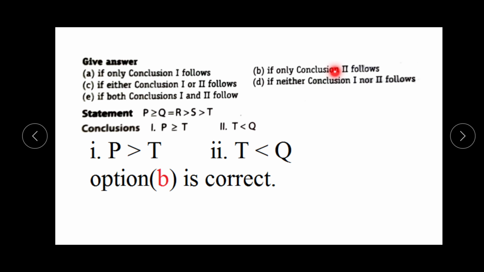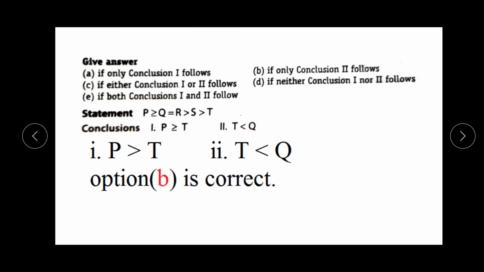Here is a question on the basis of inequality. Let's see the question. These five are the options by which we have to give the answer. If only conclusion one follows, it means only this conclusion is following. If only conclusion two follows, then conclusion one is not following. What is the meaning of following and not following?